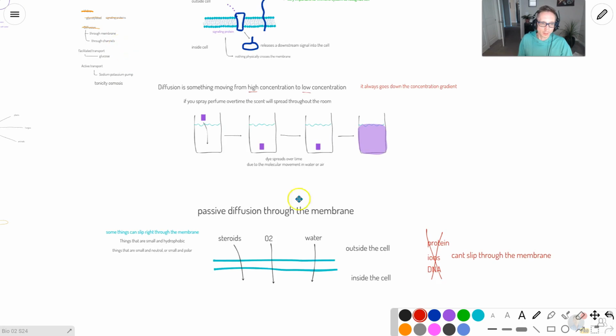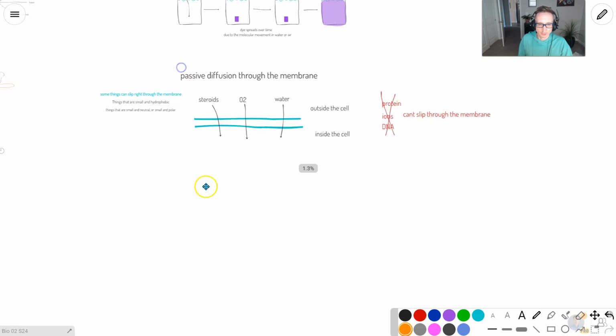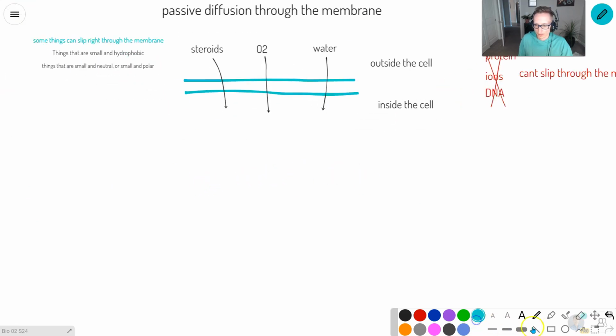Okay, so now we're going to be talking about through channels. So we did through the membrane. Now we're going to be talking about through channels. It's very simple. So we've got our membrane again, and I'm going to draw a little gap. We've got some beautiful things called channels.